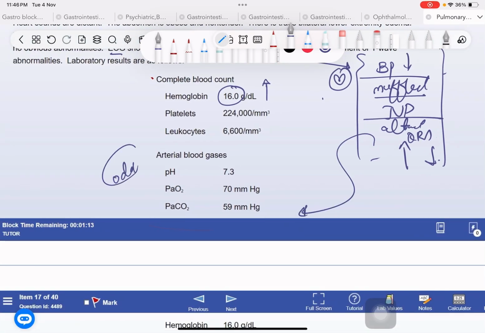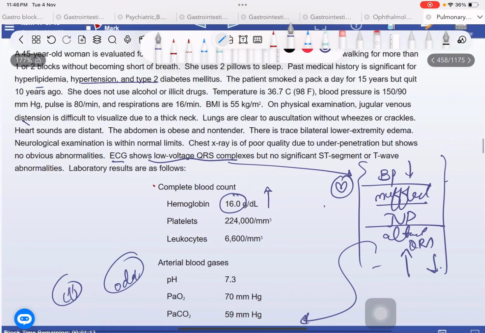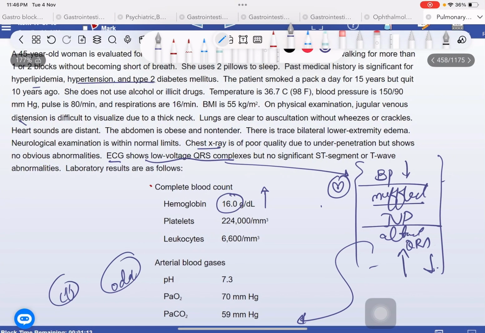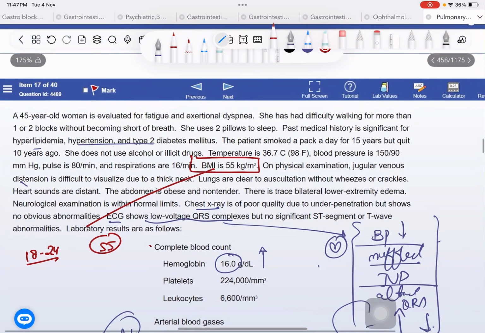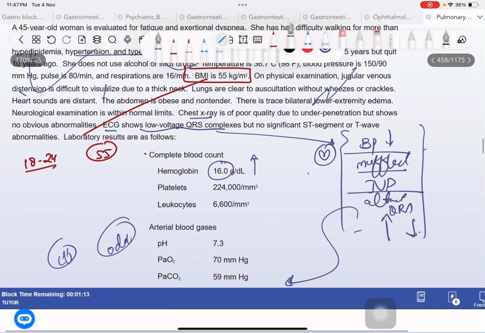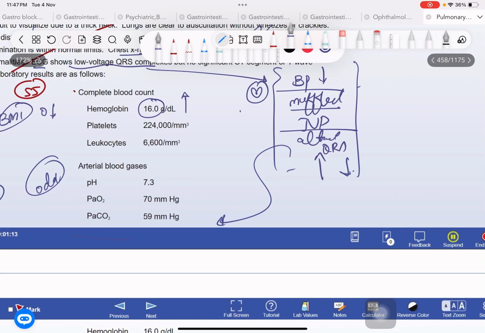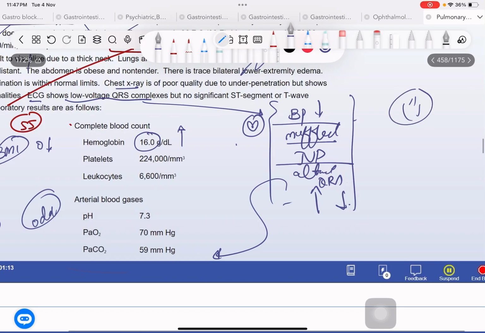So let us see the X-rays of poor quality, and oh my goodness, what is that? It should be 18 to 24, 55. We don't need anything else. We know that because of the increased BMI, we are hypoventilating, we have less oxygen. So what happens is this: this is your lungs and you have increased BMI, so you are hypoventilating, you have obstructive sleep apnea.